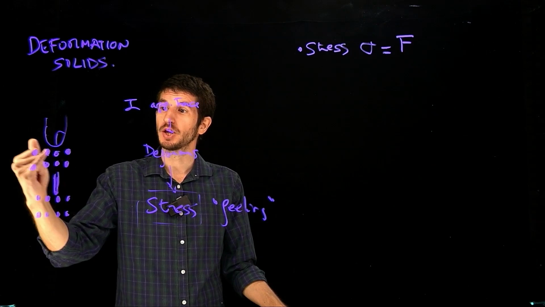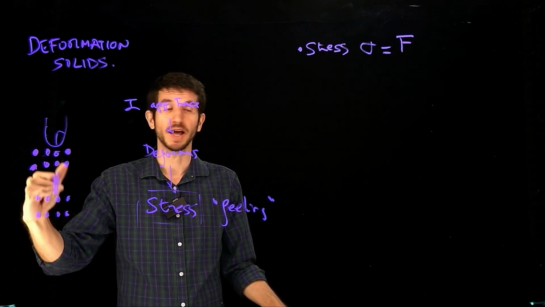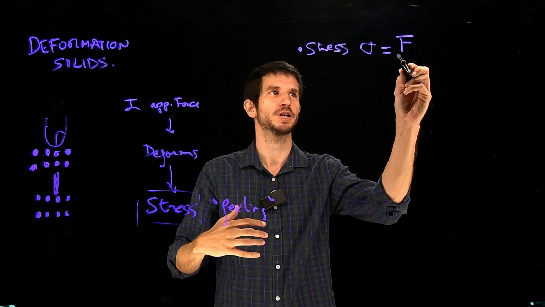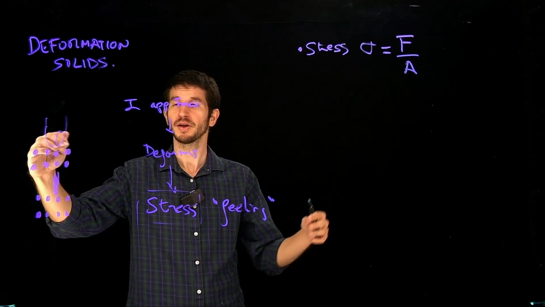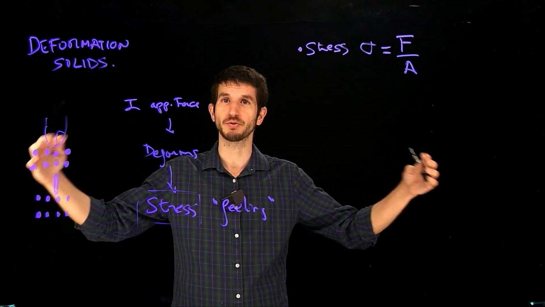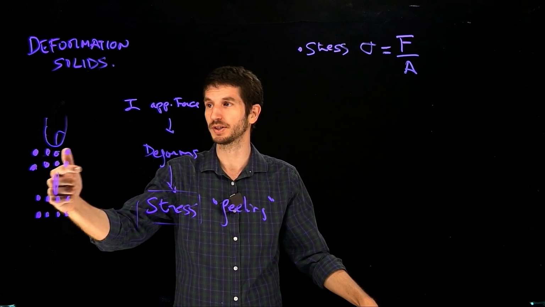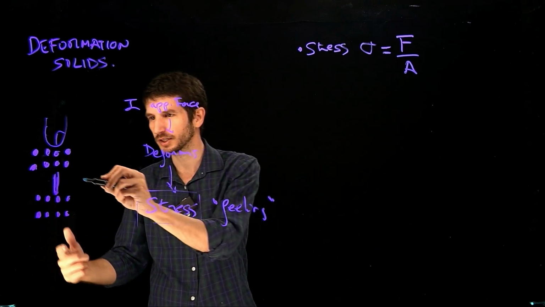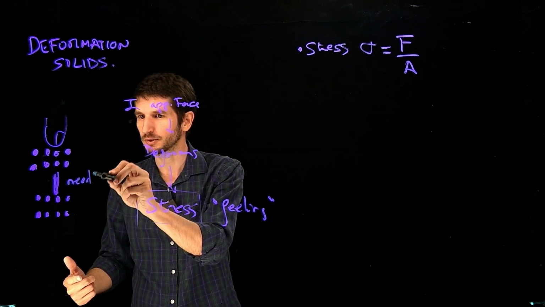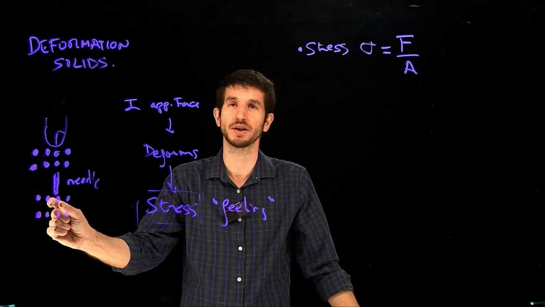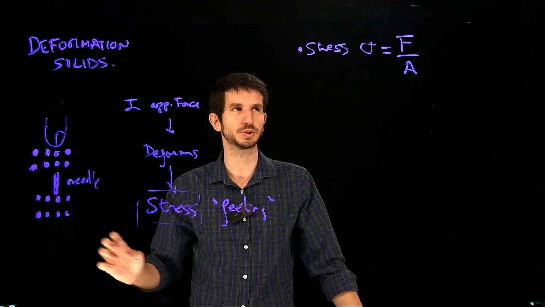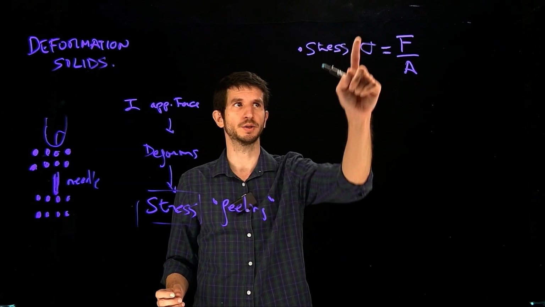Here we're distributing the entire force over the area. The larger the area, the smaller the stress, because the atoms feel less of the force since it is distributed between the different atoms. Whereas in the case of a needle, the area of contact is smaller. If you think microscopically, there are fewer atoms receiving that force. So the smaller the area, the larger the stress.